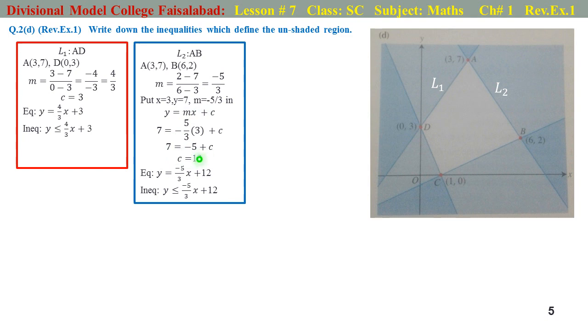Now we will put this value of c and this value of m in y is equal to mx plus c to get the equation of this line. y is equal to minus 5 by 3x plus 12. After writing the equation, we can write the inequality by looking at the line. The shape of the line is solid, and the region below this line is defined. So this sign of equality will be replaced by the less than or equal to sign. So this is the way to find the equation of the line when the graph is not labeled and you are given the points through which that line is passing, and from the graph you cannot find the y-intercept.